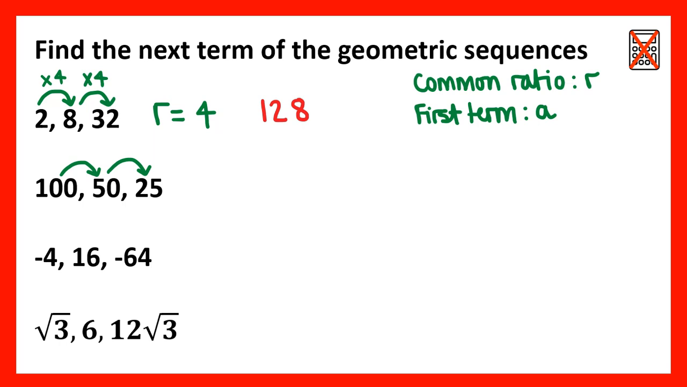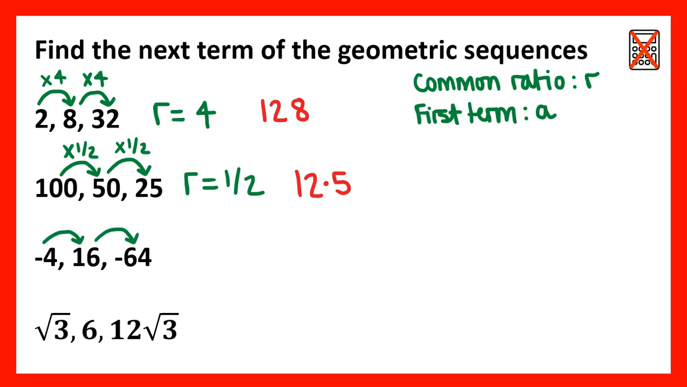For the second sequence, at first glance we may say that we're halving to get from one term to the next, or dividing by 2, but for a geometric sequence, the common ratio must be written as a multiplication. So instead of saying we're dividing by 2, we would say that we were timesing by 1/2. Again, this can still be found by taking 50 and dividing by the previous term 100 to give me the common ratio of 1/2, and therefore the next term would be half of 25, which is 12.5.